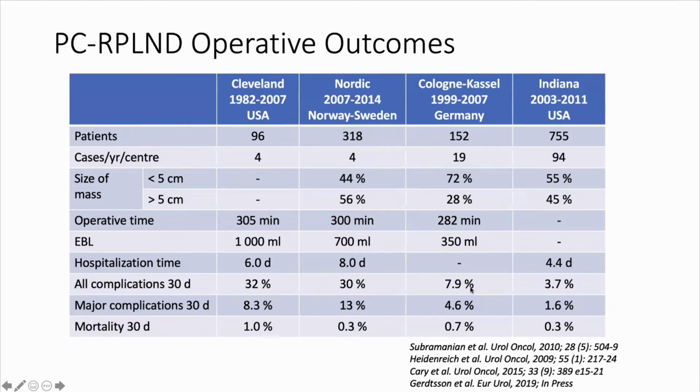When we look at operative time, it usually varies between 4.5 to 5 hours, and blood loss is on average from 350 mL to 1,000 mL. Length of stay at hospital varies between 4 days in Indiana to 8 days in Scandinavia, and complications from 4% to 30%. We can see a fairly significant difference in the rate of complications between the small volume centers and the high volume centers. This can also be seen if we look at major complications only, as there are reportedly 1.6% major complications in Indiana, while there are 13% in Scandinavia.